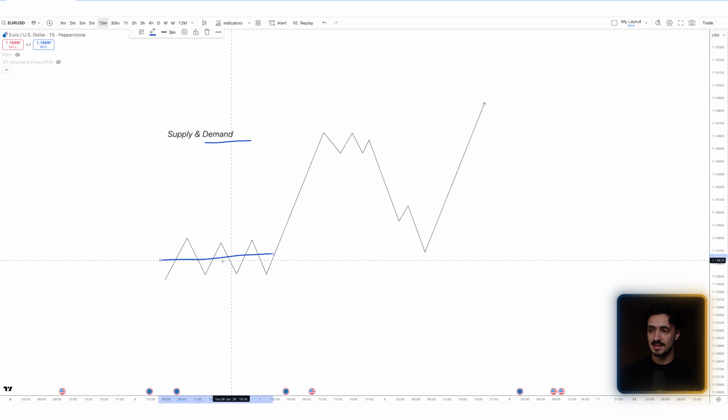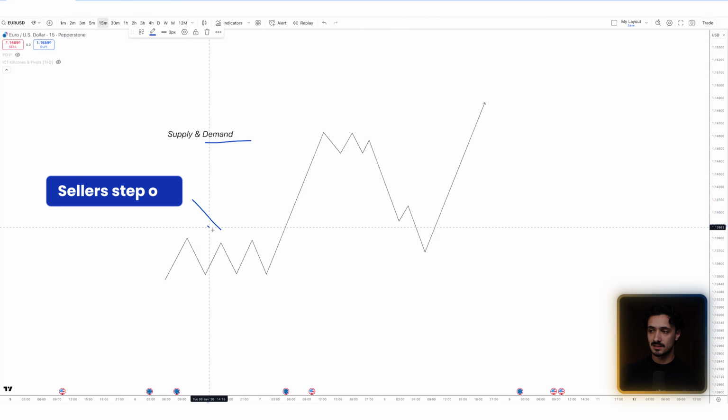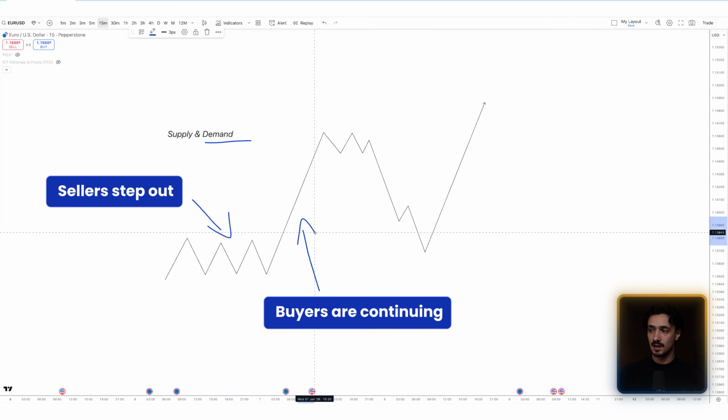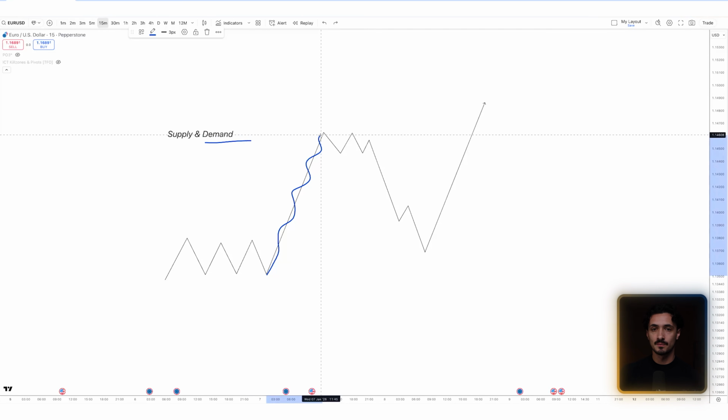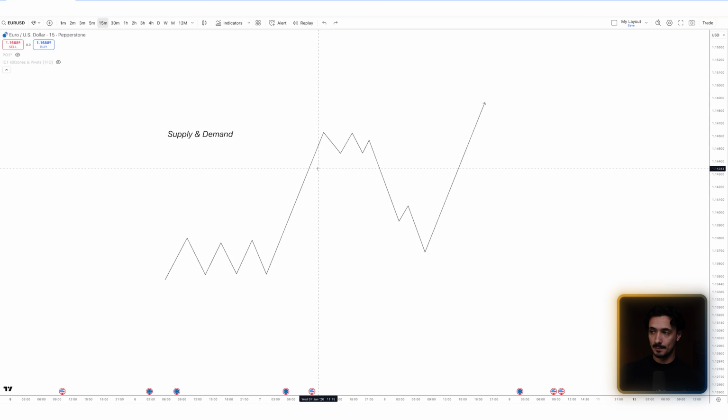In here, buyers and sellers are both transacting pretty equally. Then sellers step out of the market because there aren't as many left. Buyers are continuing in the market, and so price has to go and find new sellers to match buyers. That is why price increases. Then what happens is the market becomes out of balance.